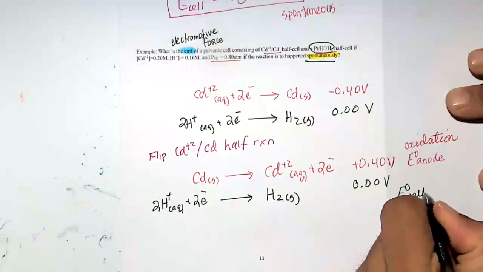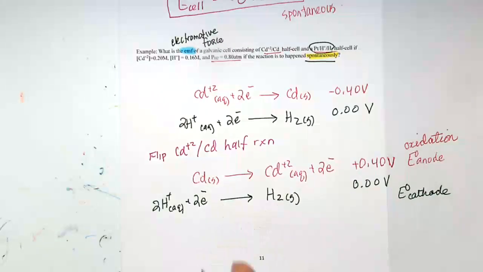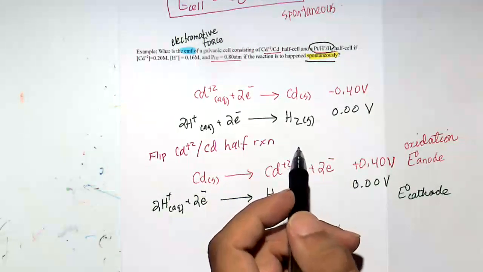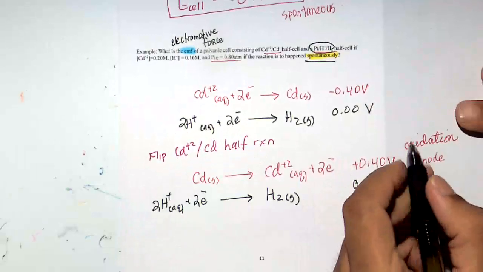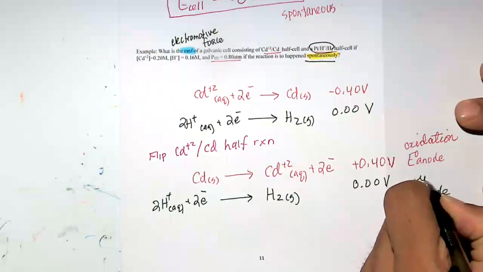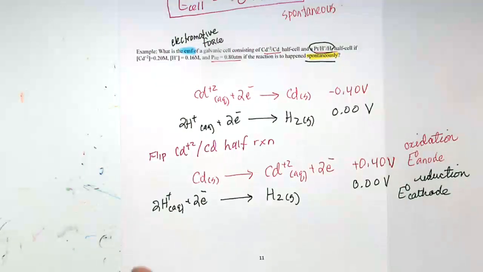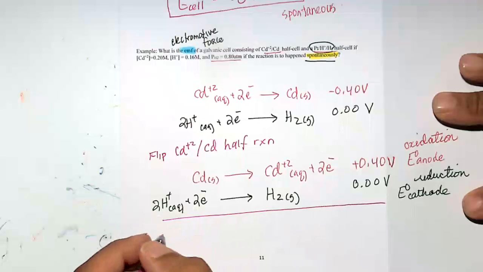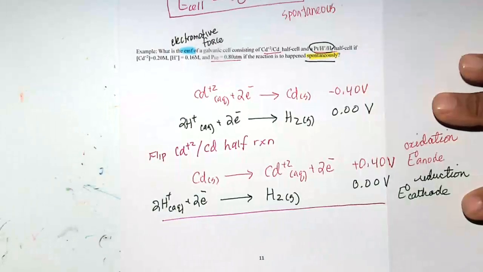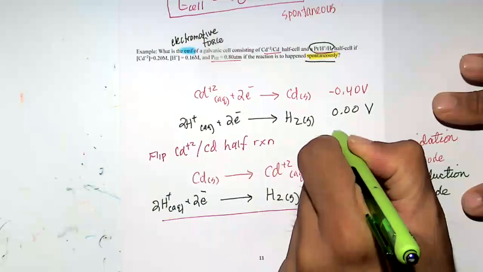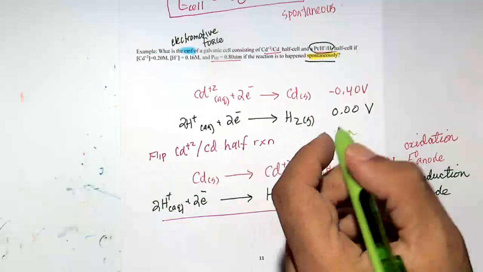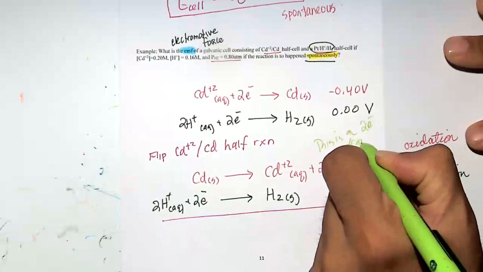Okay, is this the anode or the cathode? Obviously the first one, cadmium, which we flipped, is going to be oxidation. This one we keep the same, and this is the cathode where reduction happens. Now how many electrons are being transferred in this reaction? This is a 2 electron transfer reaction.